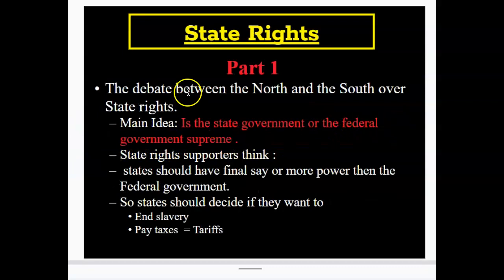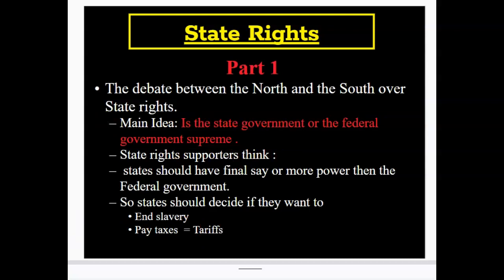All right, states' rights. Now, the debate between the North and the South over states' rights is this idea that a state government or the federal government is supreme, which one is in charge? Who gets to tell who what to do? Or who has to do what the other one says? I guess that's the same thing, Mr. Gilbert. Bottom line here, that's the big debate, because the states' rights Southerners are going to say, no, no, no, states have the right to refuse to pay the tariff. States have the right to say whether or not they're going to end slavery, not the federal government. So this is part of the issue.